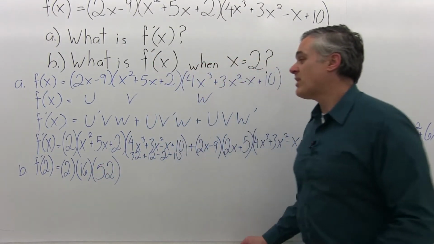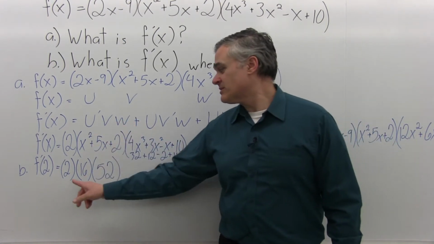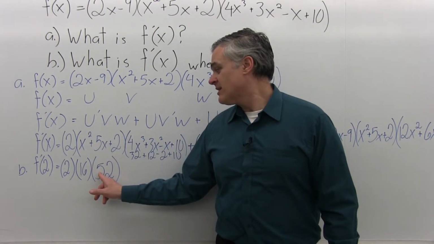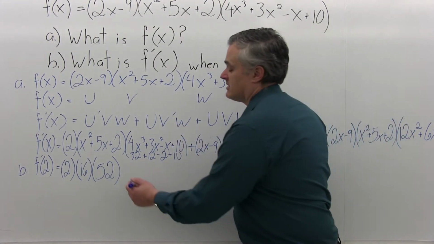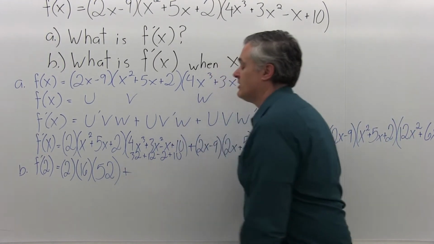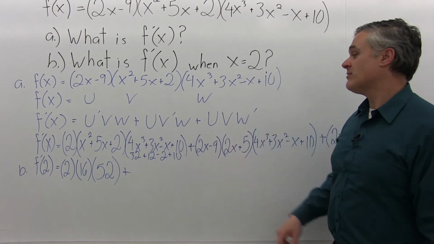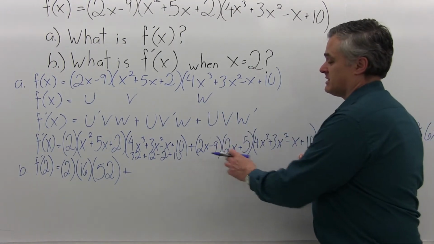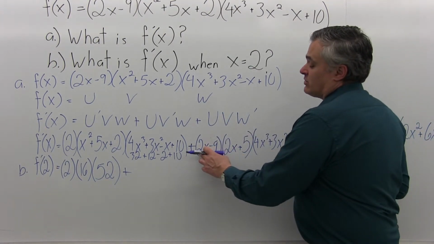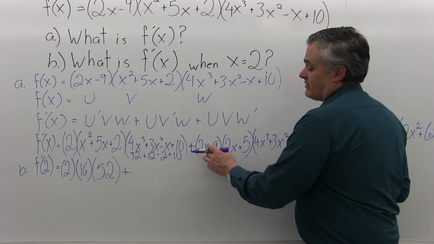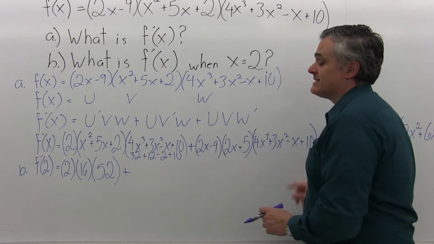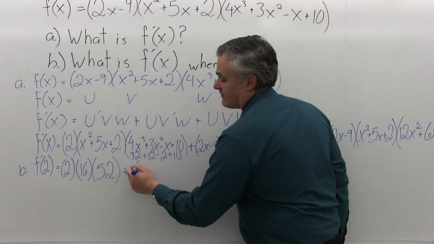So the first u prime v w of my answer comes out to 2 times 16 times 52, which I'll simplify in a minute. So let's get to the middle piece of my answer, the u times v prime times w. So 2x minus 9 becomes 2 times 2 minus 9. 2 times 2 is 4. 4 minus 9 is negative 5.